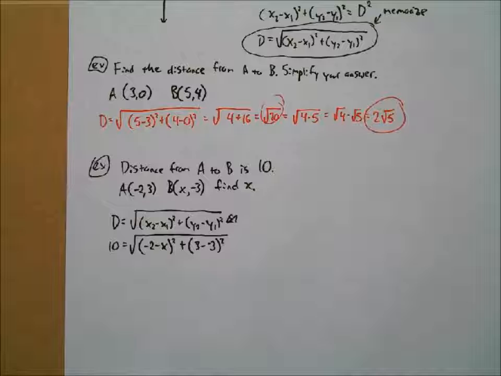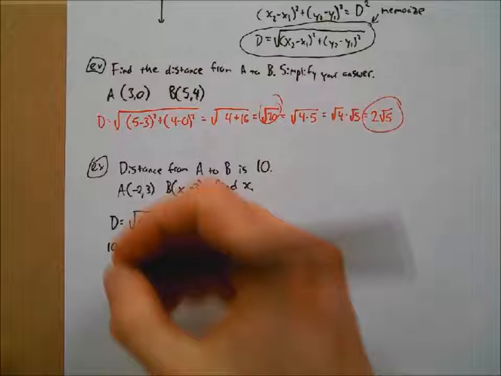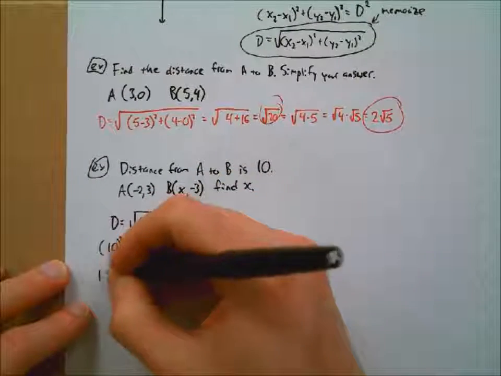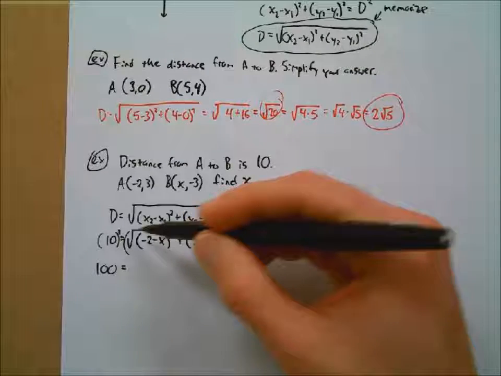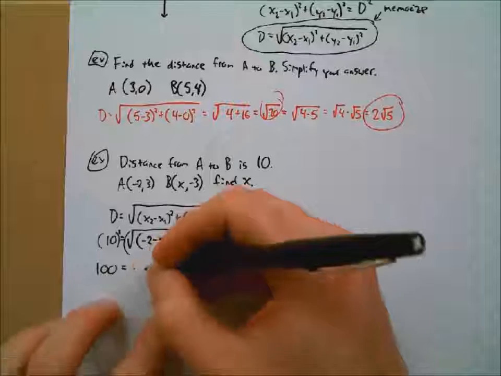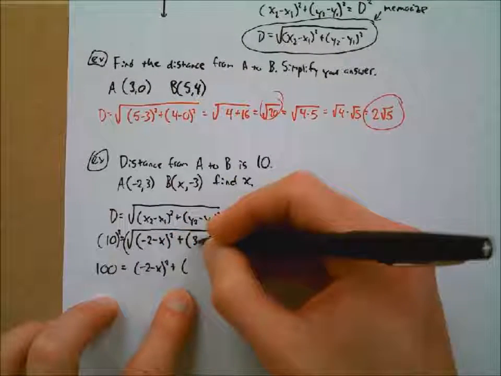Okay, this is kind of interesting here. Maybe let's try and make life easier for ourselves. How can I get rid of this square root? What can I do to both sides to get rid of that square root? Square both sides, right? So we end up with squaring both sides. That becomes 100 over here. And since we're square rooting the entire side, when we square it, that's just going to cancel out, and we're left with (-2 - x) squared plus, and I'll go ahead and add this, 6 squared there.